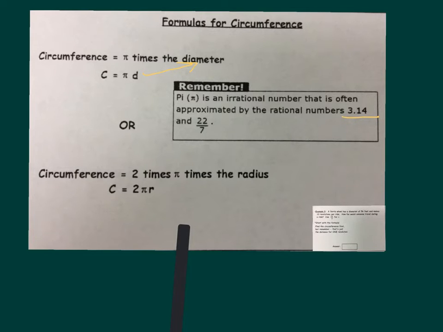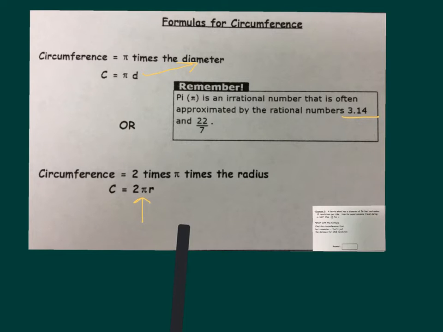Now, another way we can calculate the circumference is by using the radius, and we can say 2 pi r. And so that's 2 times pi times the radius. And the reason this works is because we know the radius is half of the diameter. So if we multiply it by 2, that equals the diameter, and again, we still multiply by pi.